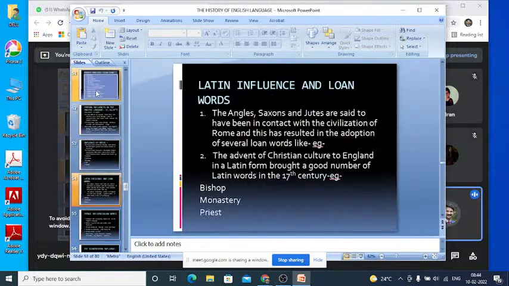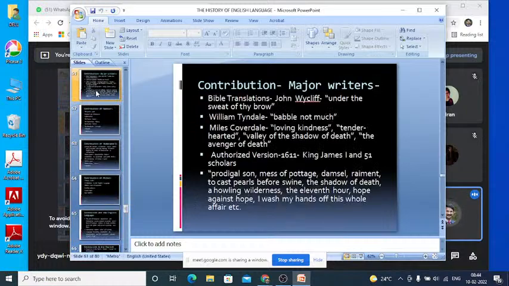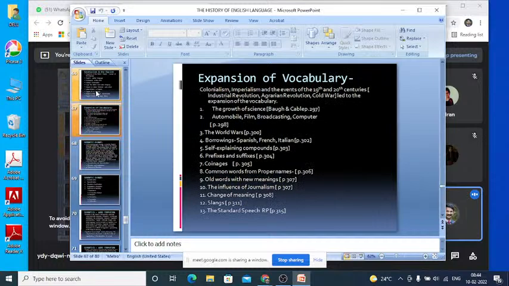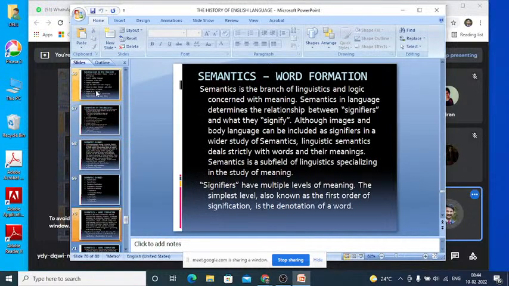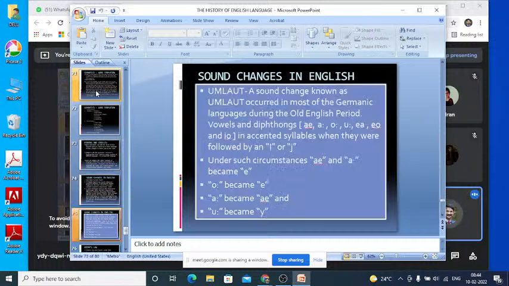Now we will come to the very concept we are discussing today. That is umlaut. Do you have any idea what we mean by umlaut? Do you see this slide, sound changes in English and umlaut? Is it visible to you? Yes, sir. It's visible. Okay, so please listen to me.